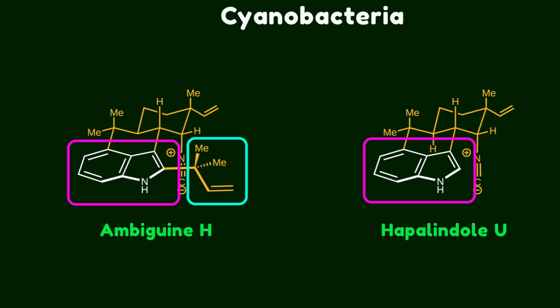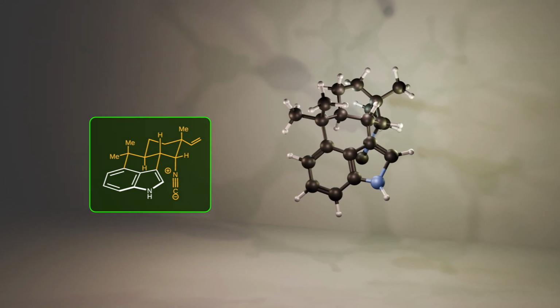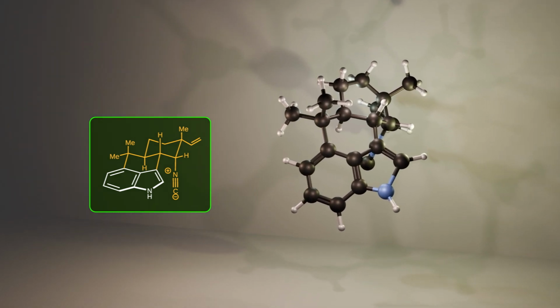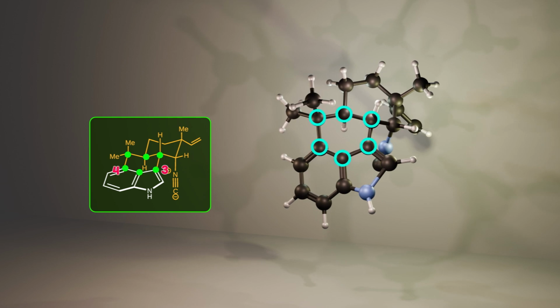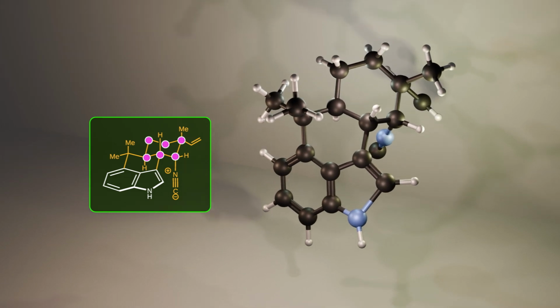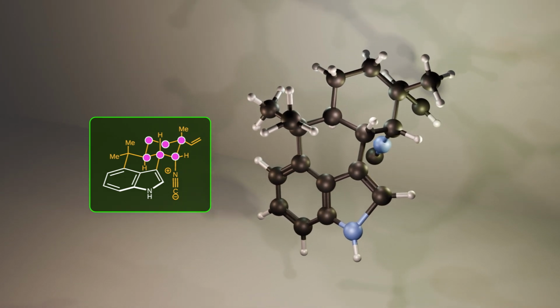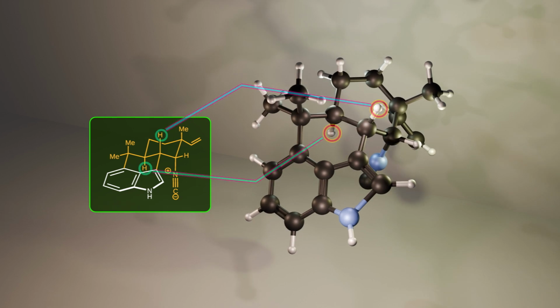To better understand the connections between atoms and bonds, let's take a look at the 3D model of Hapalindole. In this molecule, the indole core is fused to a 6-membered ring from the 3 and 4 positions. This 6-membered ring is further fused to another 6-membered ring. Notice that the two hydrogens at the joining point are opposite to each other, so the two 6-membered rings are joined in a trans configuration.